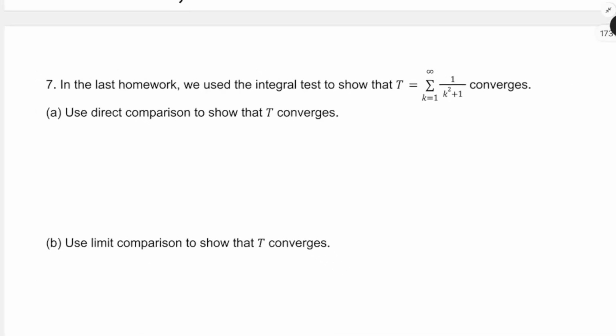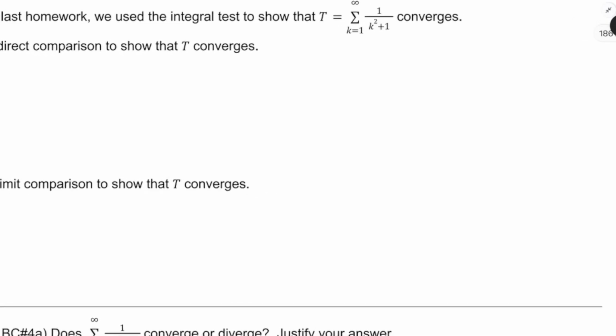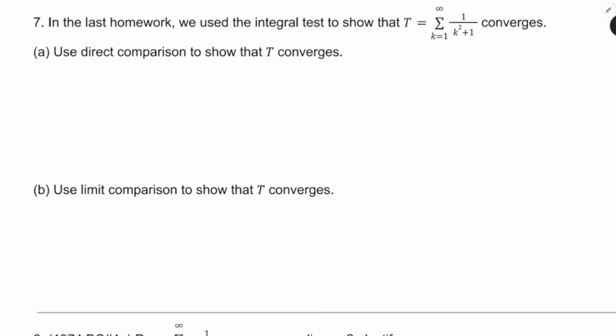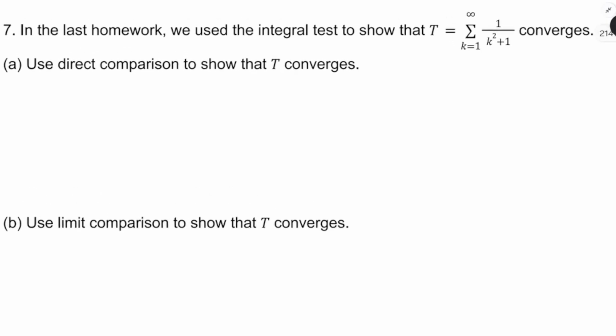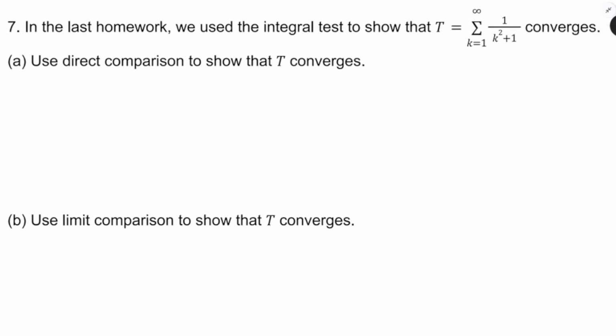Right, another one. In the last homework, we used the integral test to show that t converged. Now we're going to use a direct comparison to show that t converges, and then we're going to use limit comparison to show that it converges as well. So, use direct comparison: we're going to compare it to the p-series from k equals 1 to infinity. We used the integral test, and that was kind of involved.